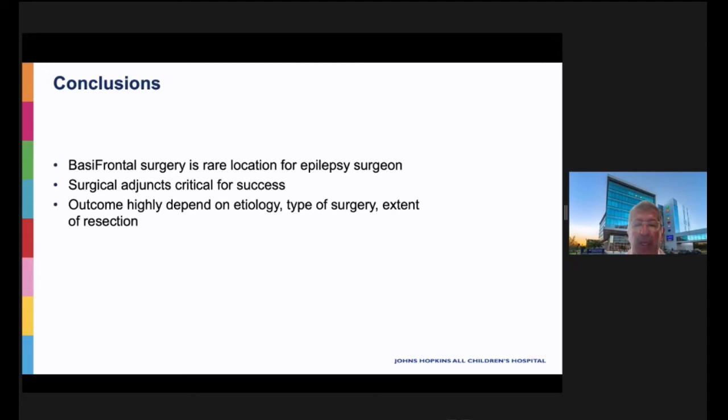And I think the outcomes, I am not aware of any literature that looks at these basifrontal surgical epilepsy cases, but it's highly dependent upon the etiology, the type of surgery, and the extent of resection.